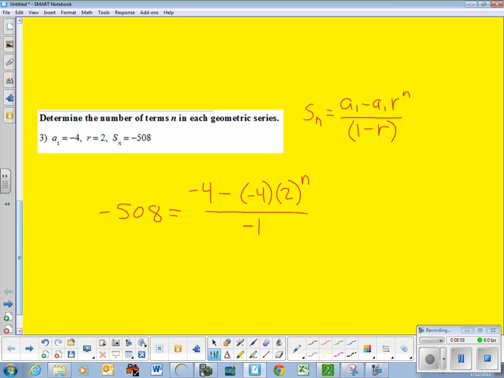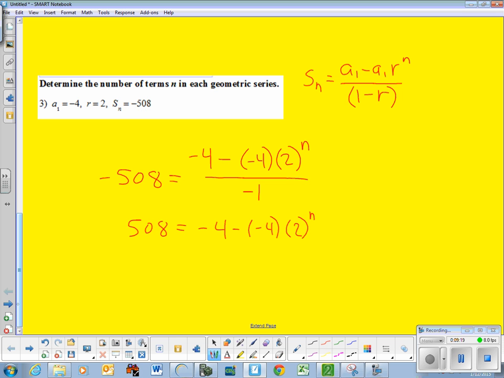All right, so my unknown is in the exponent spot. We have an app for that. It's called logarithm, opposite of exponent. So I'm going to solve here. I'm going to multiply both sides by -1. I'm going to add 4. At this point I can combine those 2 negatives to make a positive, so I'll just forget those. I'm going to divide by 4.